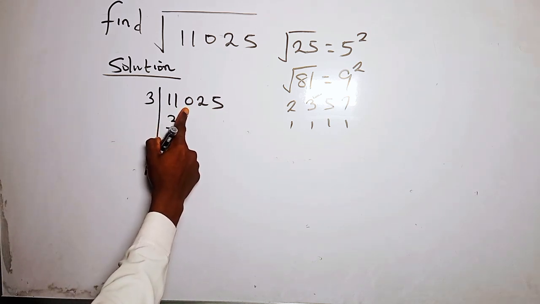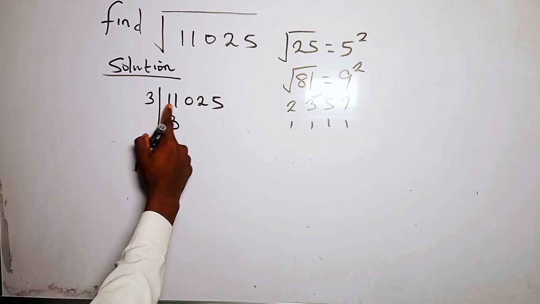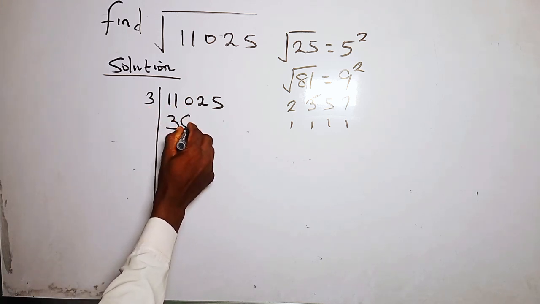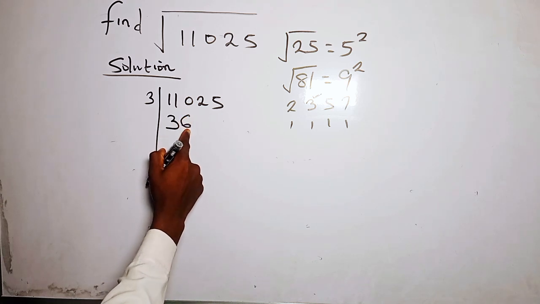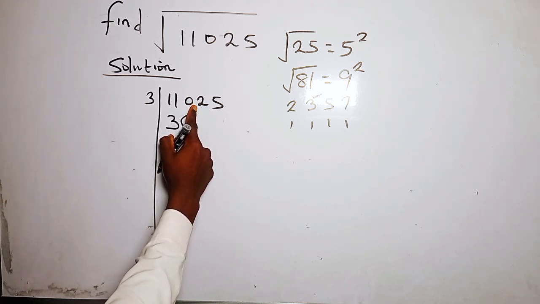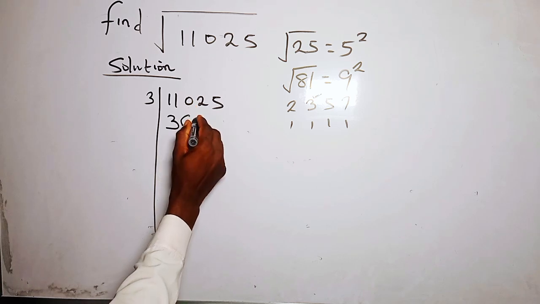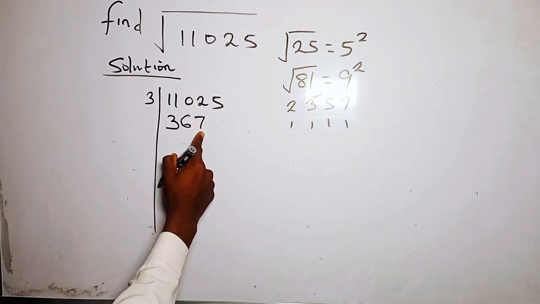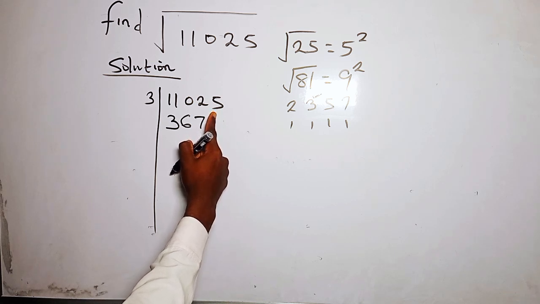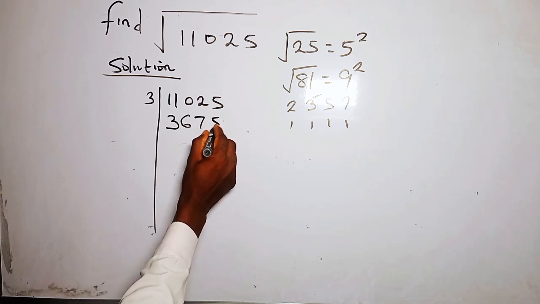When we bring it down, that is 20. 3 in 20 is 6. 3 times 6 is 18. We have 2 as a remainder. We bring it down, that is 22. 3 in 22 is 7, that is 21. We keep 1 here, so we have 15. 3 in 15 is 5.